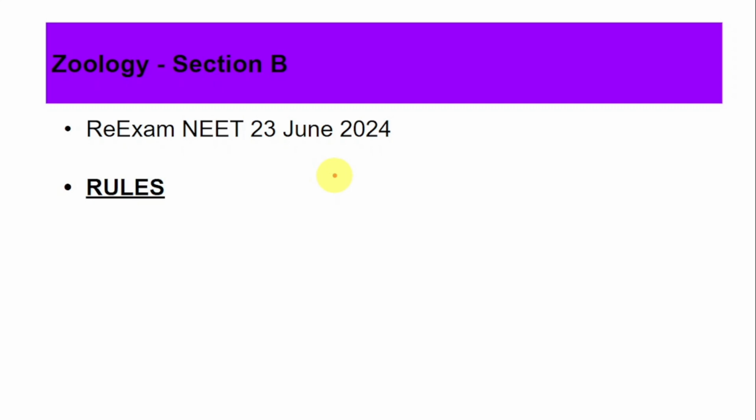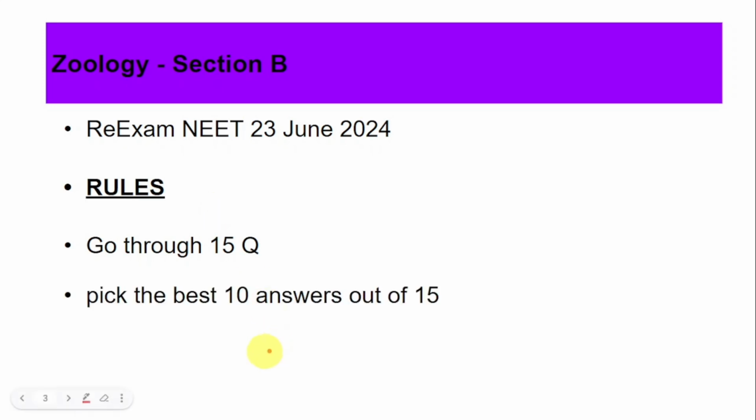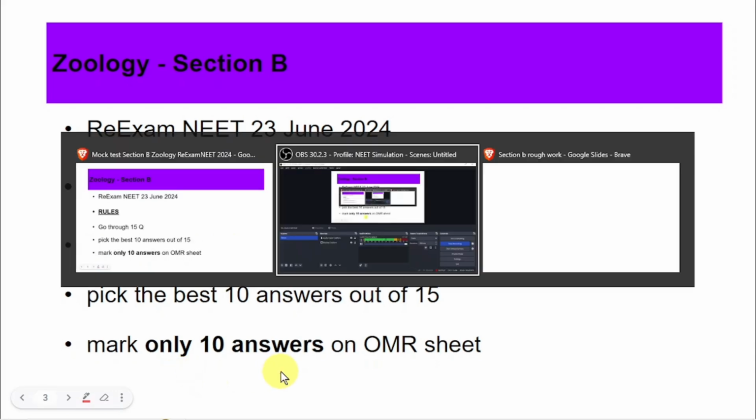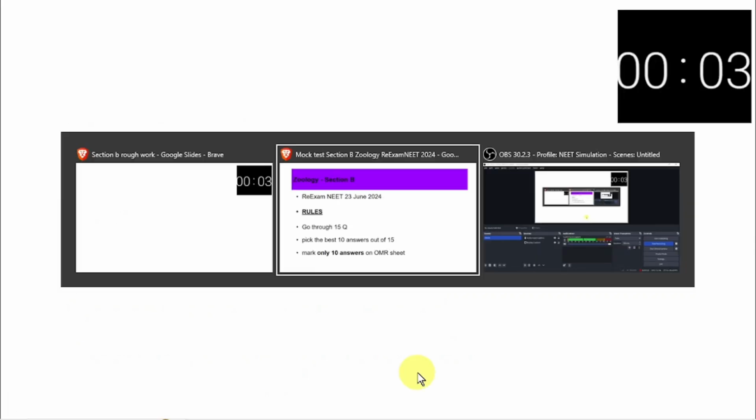So familiarize yourself with the rules. The rules are you will be given 15 questions in section B, and out of 15, you will have to pick 10 best answers. So, what are 10 best answers? The ones in which you are 100% confident. And mark only those 10 answers on the OMR sheet. So, before beginning, let me turn on the timer. Okay, let's begin now.